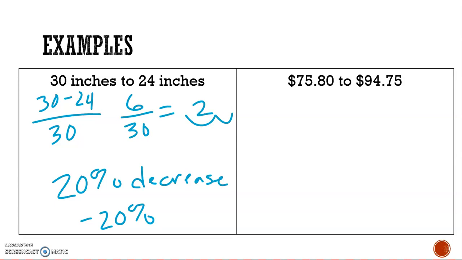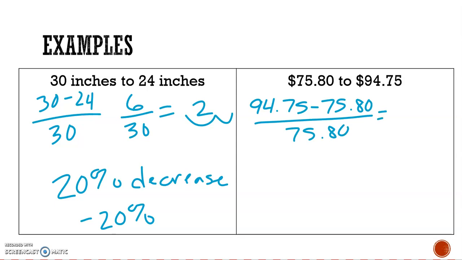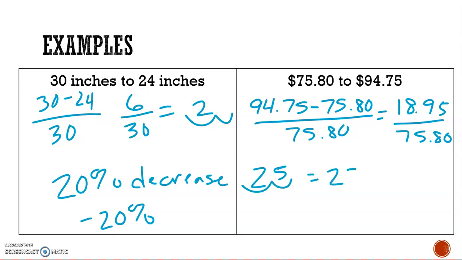All right, so 75.80 to 94.75. Because I'm just subtracting, I always put the bigger number first. This way I don't have to deal with negatives. And then the old number is the 75.80. Okay, so when I subtract 94.75 and 75.80, that is 18.95. And then bring over the 75.80. When I divide those two, I have 0.25. Move it over 2 spots. That means that this is 25%. And now we went from 75 up to 94, so it is an increase.